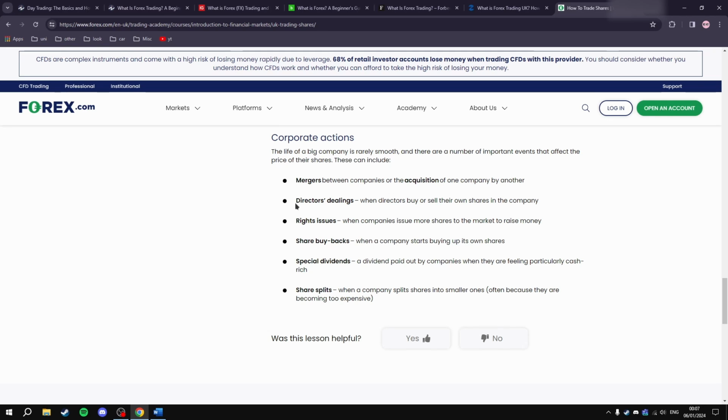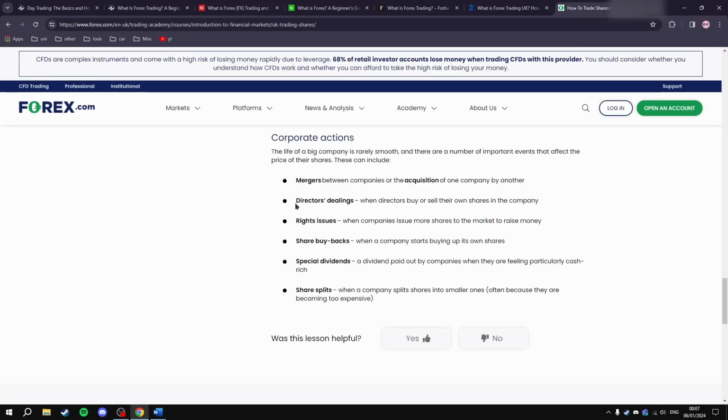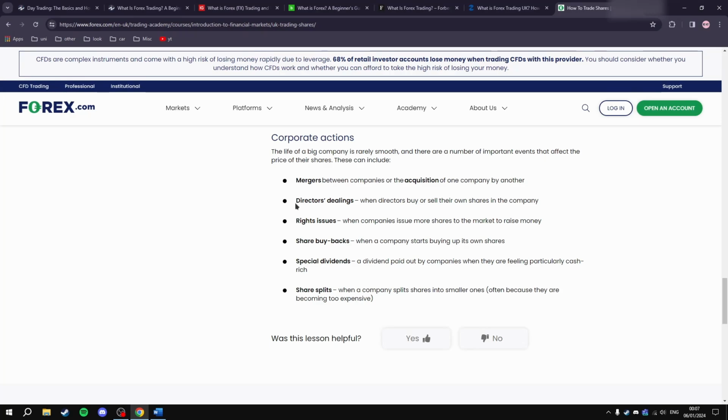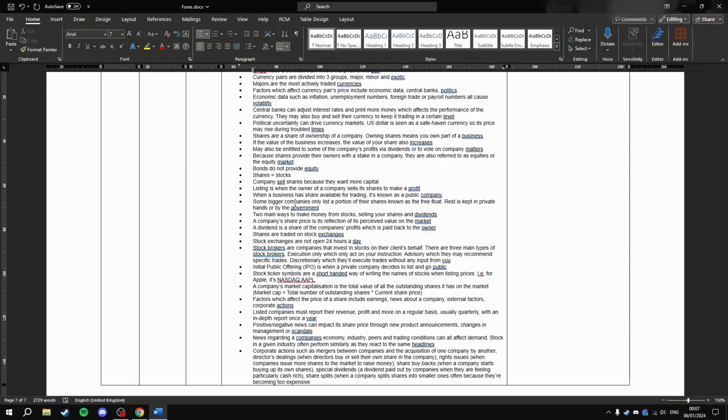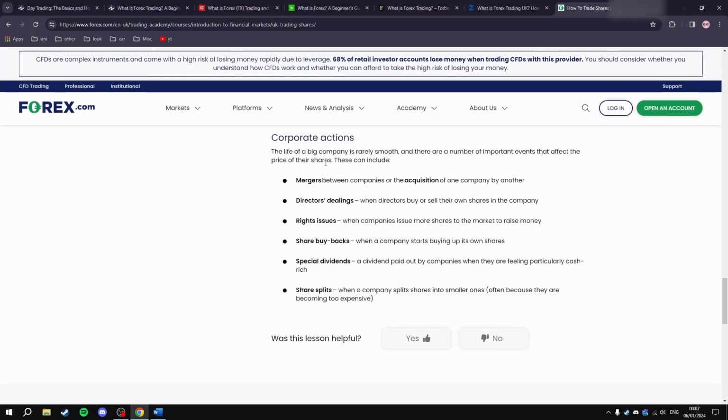Share splits. When a company splits shares into smaller ones, often because they're becoming too expensive.